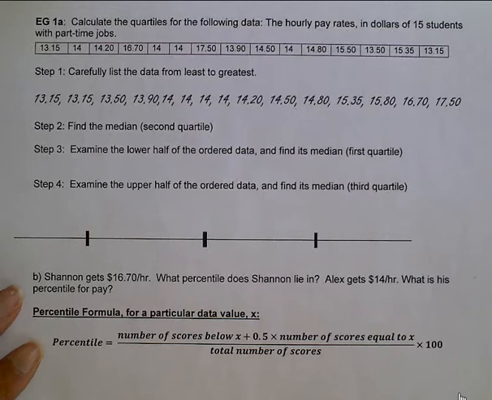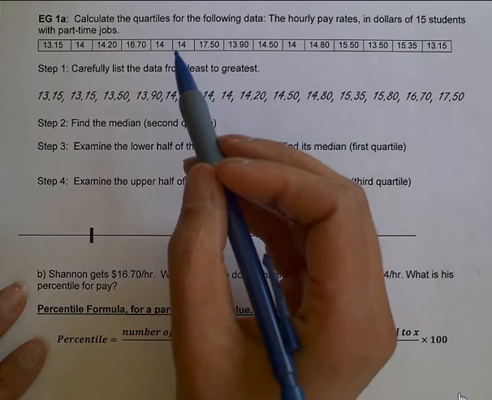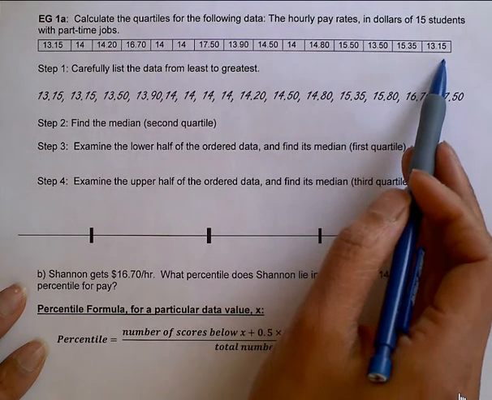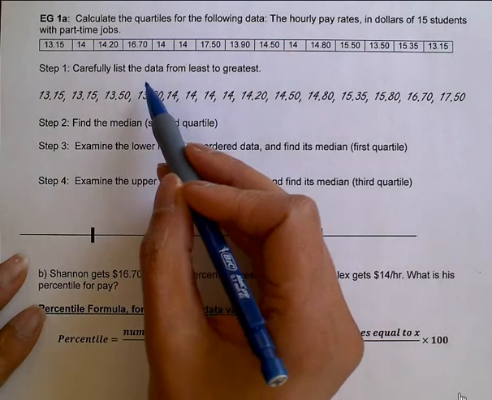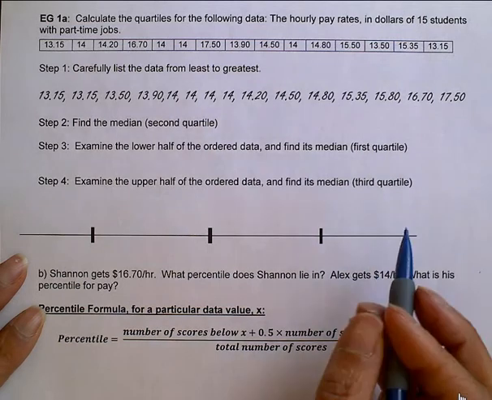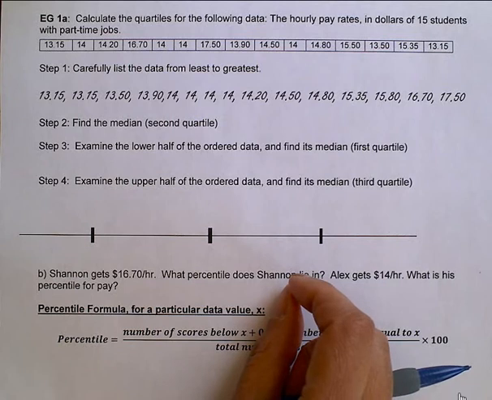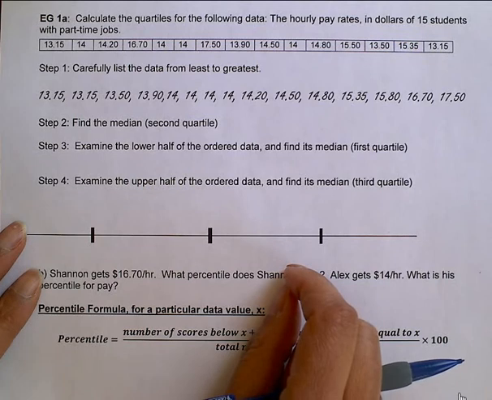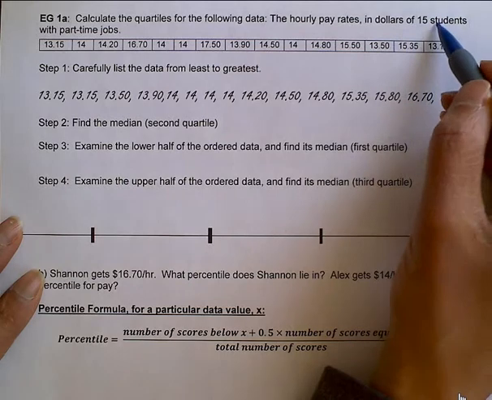So here we have the hourly rates in dollars of 15 students who have part-time jobs. And we want to calculate the quartiles for this data. So step one, when you're doing this, you want to carefully list the data from least to greatest. Now I did this for you. Okay, so I took the numbers and I rewrote them from least to greatest. Your second step is to find the median, which would be the second quartile. So we know that there are 15 students on this list, so I have 15 data points.